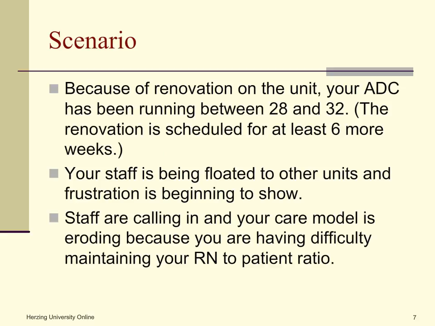Now, because of renovation of the unit, your ADC, the average daily capacity, has been running between 28 and 32. The renovation is scheduled for at least 6 more weeks. Your staff is being floated to other units, and frustration is beginning to show. Staff are calling in, and your care model is eroding because you are having difficulty maintaining your RN to patient ratio.